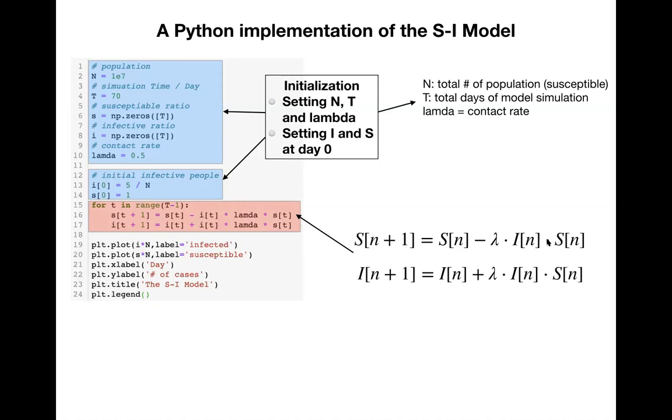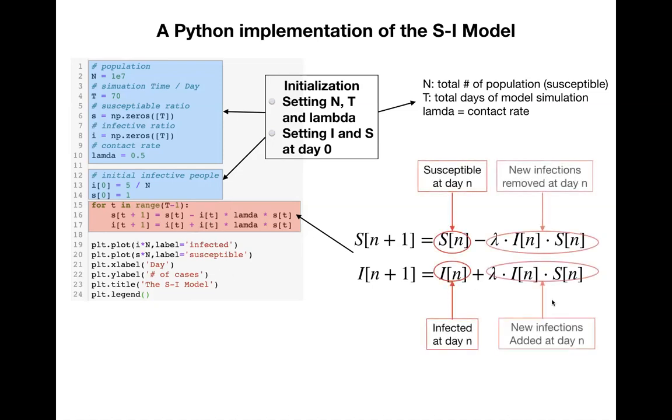If you still remember, these are the newly created infected people, so they're removed from the susceptible population and added to the infected population, right? So here, that's the infected on day n, and that's the newly infected added at day n. That's removed from the S and added to I. And these are the plotting codes, right?